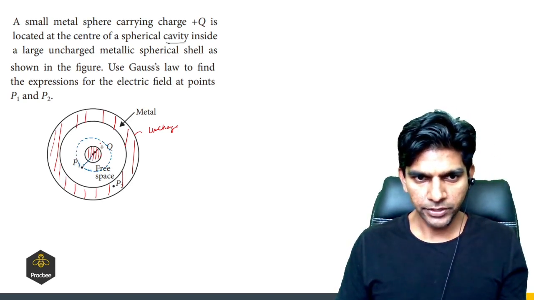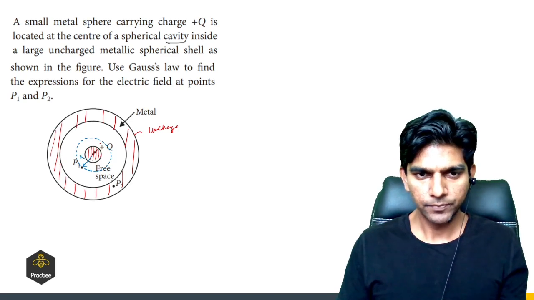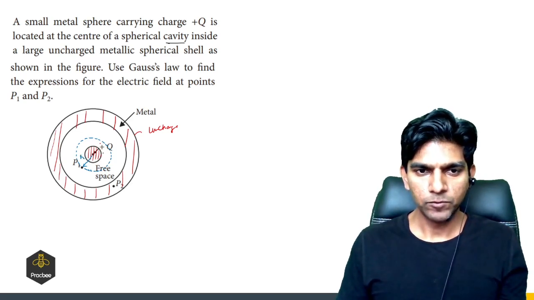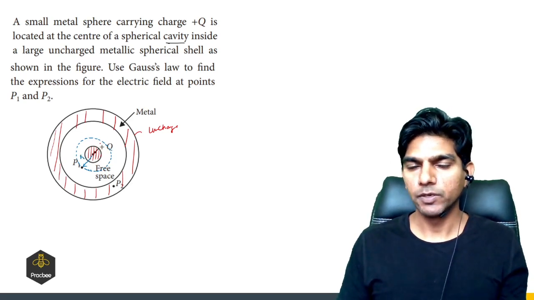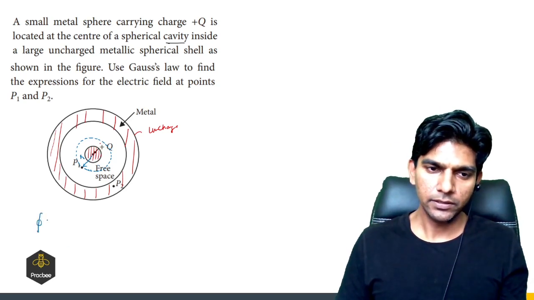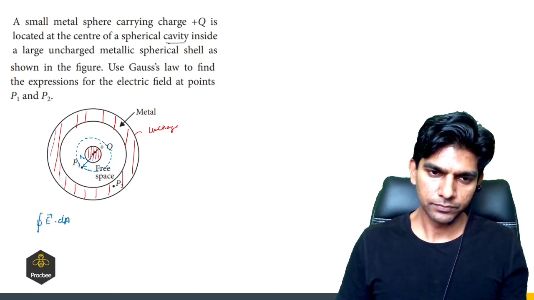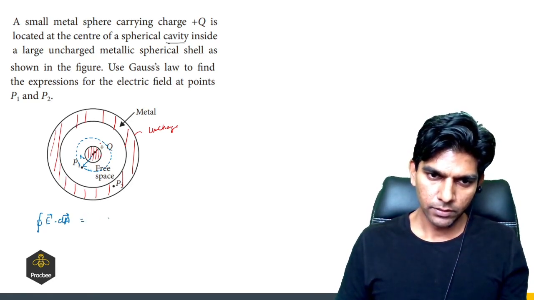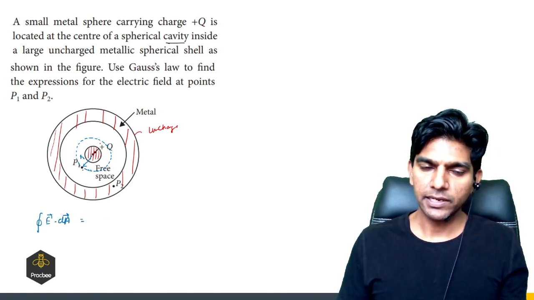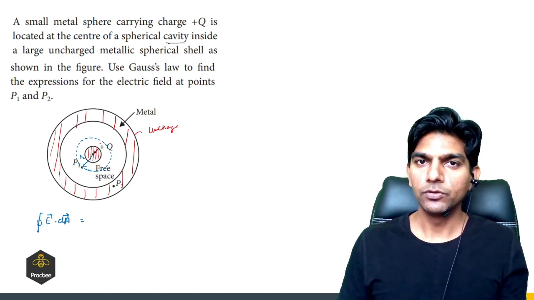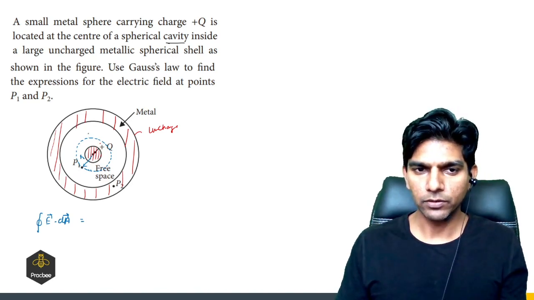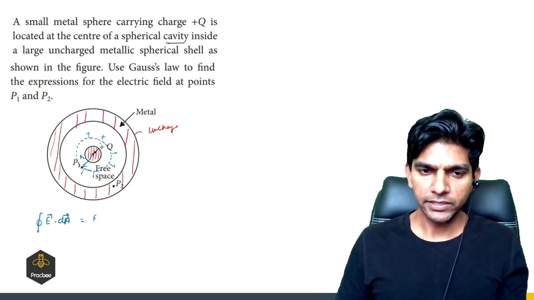If the distance of point P1 is R, then the charge enclosed by this Gaussian surface will be Q, and integral E dot dA can be written as follows. By symmetry, the electric field at P will be normal to the surface at every point, right? Every point on this surface, the electric field will be normal to it, right? So this can be written as E times integral dA.